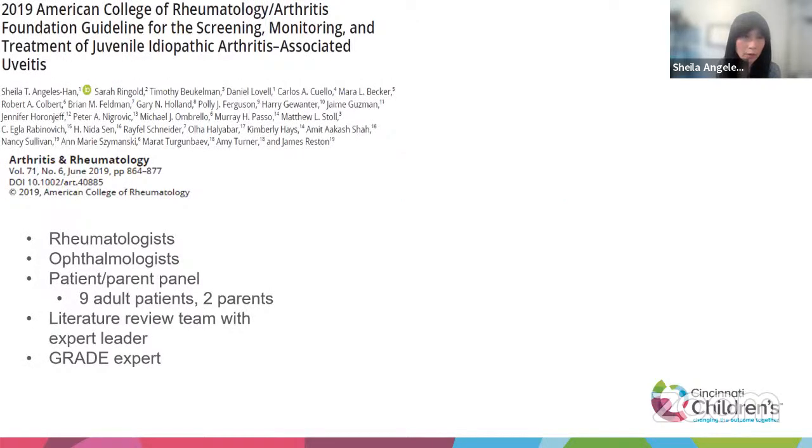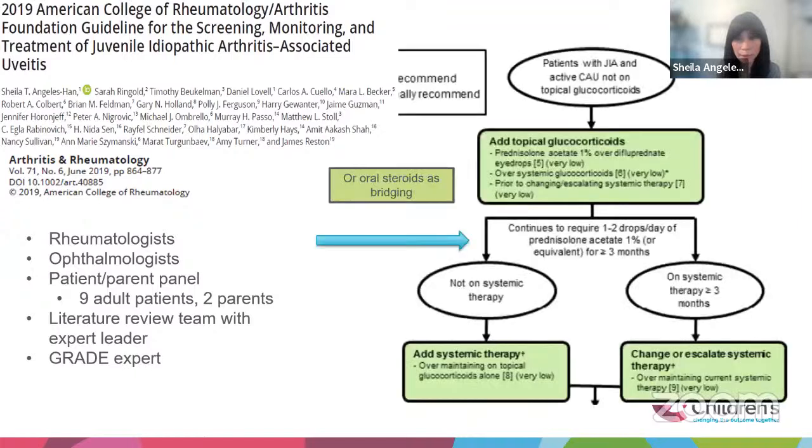I want to share with you the 2019 guidelines for screening, monitoring, and treatment of children with JIA-associated uveitis. And I think that this is important. Although most studies have been conducted in children with uveitis that's associated with JIA, many of these recommendations are also very applicable to uveitis of other types. And this was nice because it consisted of individuals who were rheumatologists. We had Dr. Anita Sen and Gary Holland as our ophthalmology experts. We had patients, parents, a lit review team, and a GRADE expert.